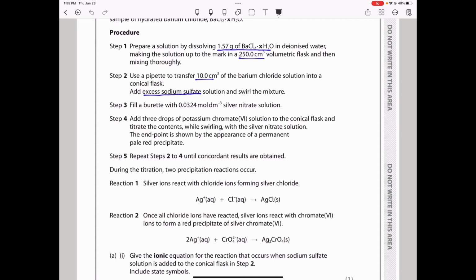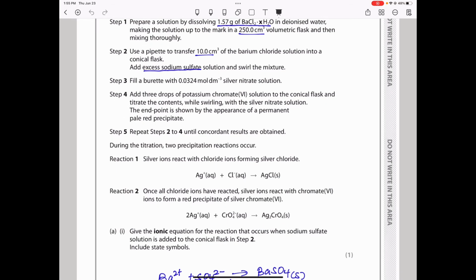Then fill a burette with 0.0324 mol per dm³ of silver nitrate solution. Next, add 3 drops of potassium chromate solution to the conical flask and titrate the contents while swirling with the silver nitrate solution. The end point is shown by the appearance of a permanent pale red precipitate. And 5, they say repeat steps 2 to 4 until concordant results are obtained.